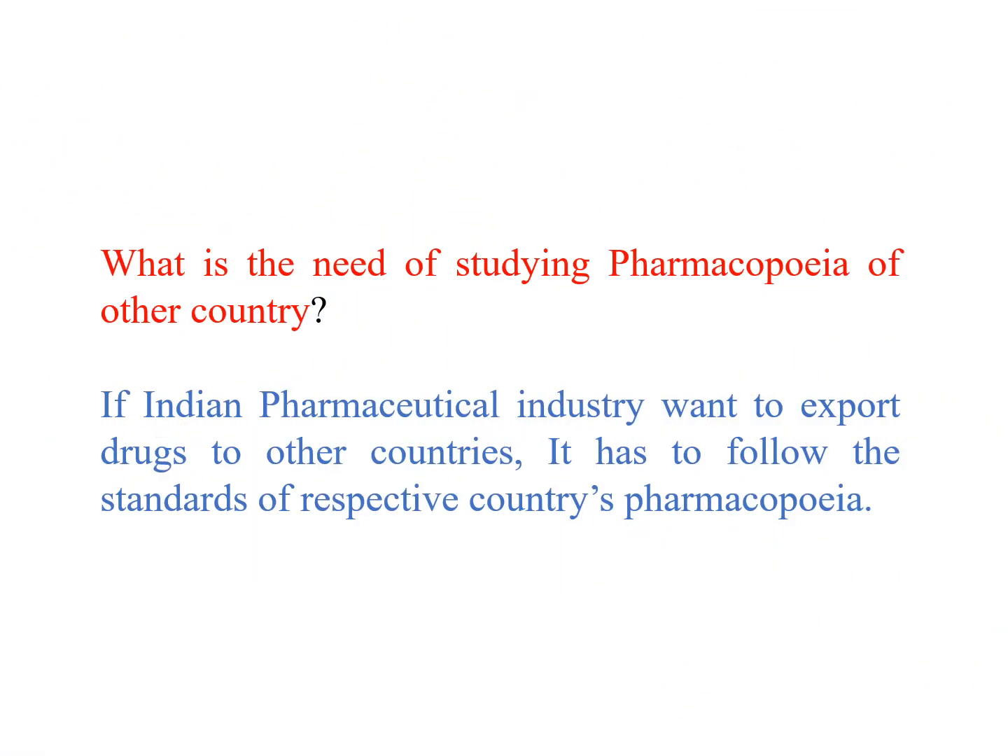Then what is the need of studying the pharmacopoeias of other countries? If the Indian pharmaceutical industry wants to export drugs to other countries, it has to follow the standards of the respective countries' pharmacopoeia. If you want to supply to the US, you have to follow the US Pharmacopoeia. If you want to supply to European countries, the pharmaceutical industry should follow the standards of the European Pharmacopoeia to supply medication to those countries.